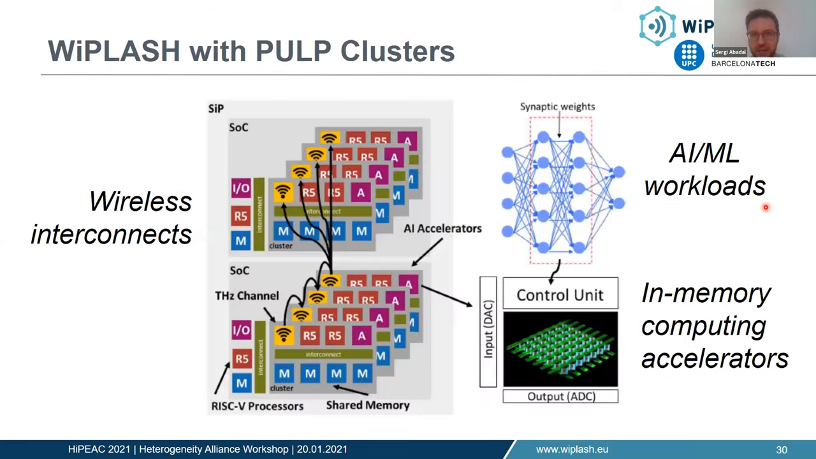An extra comment is that Wiplus is not only advocating for wireless, but it's also advocating for heterogeneity. And we have IBM in the consortium, which is pushing in-memory computing accelerators. The idea is, okay, we have in-memory computing, which has different computing-to-communication needs. How can wireless take care of that and further advance heterogeneous architectures?